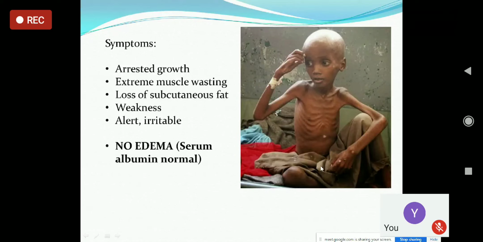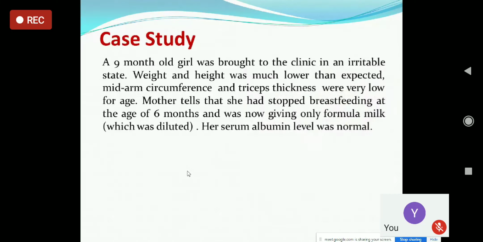There is no edema. In kwashiorkor, serum albumin was decreased, but in marasmus, serum albumin is normal, so there is no edema. Please keep this in mind. A marasmic child does not show edema or decreased concentration of plasma albumin. So this is a major difference to distinguish marasmus and kwashiorkor.